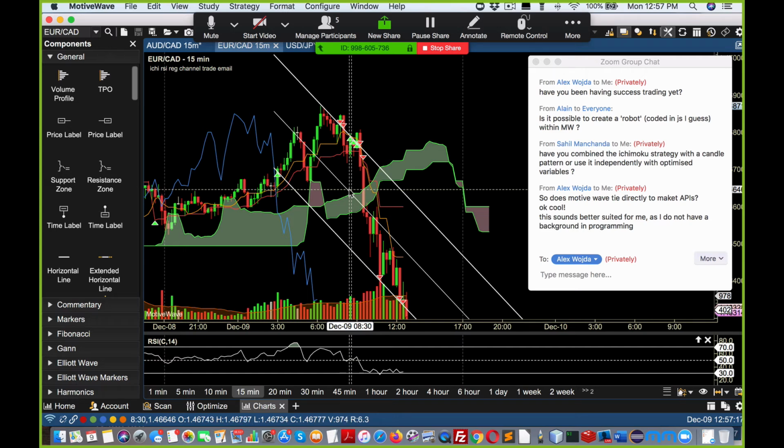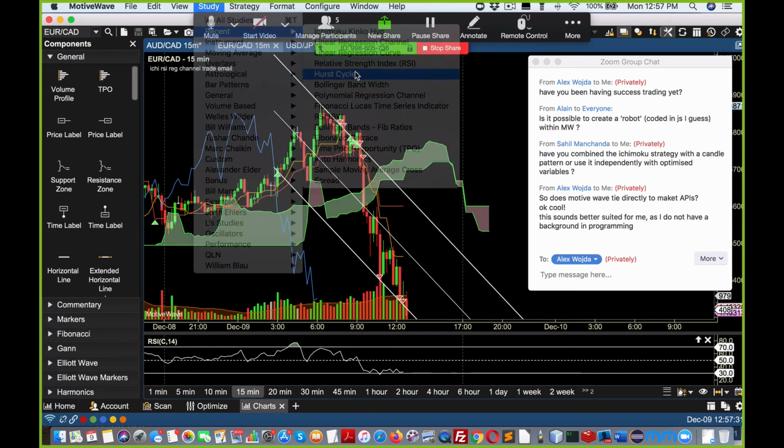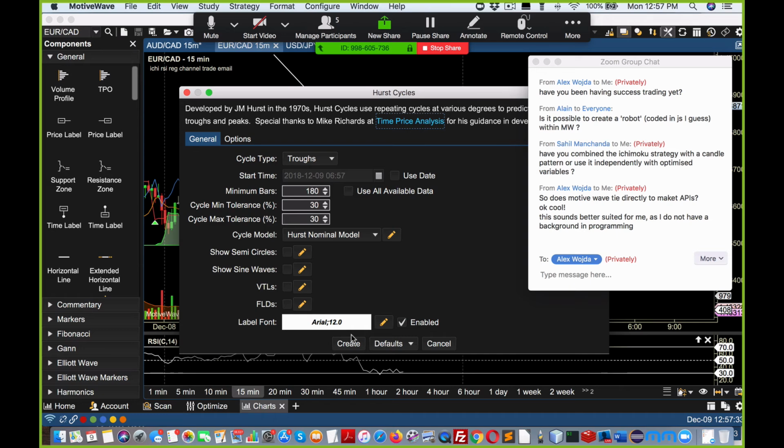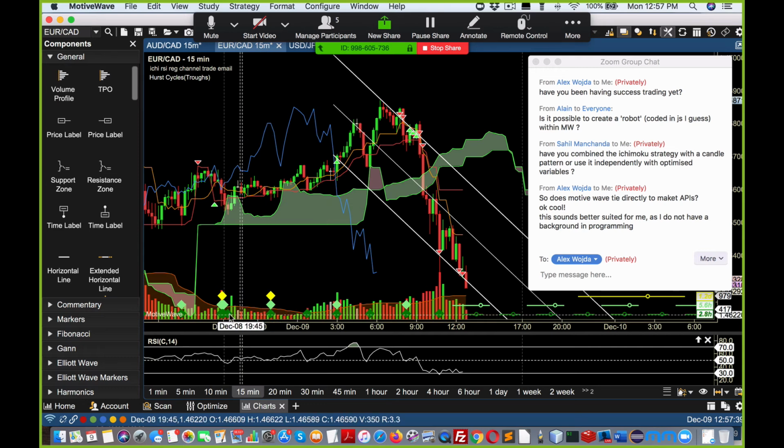Nobody does that, and you can go right down to sub-minute. Nobody gives you access to that, and you get some really killer studies here. So, for instance, I'm using the MotiveWave Ultimate Edition, but if I was to pull up the Hurst Cycle, I could just pull it up here visually, and you can confirm where the opportunities exist on any of these charts.